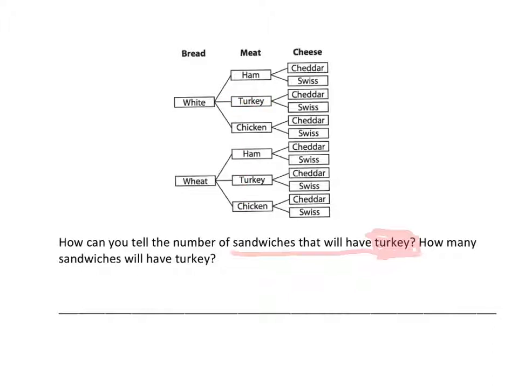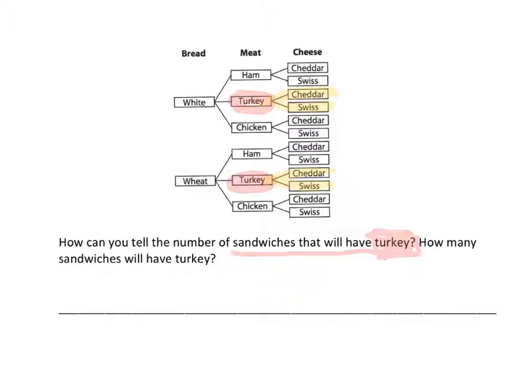Turkey is not the last choice when you're making your sandwich. You also have to go out and pick your cheese. So when I go through, like last time, and we looked for cheddar, I'm again going to look and see where I have turkey. It's in 2 spots. But because the sandwich doesn't end with choosing your meat, you have to also choose your cheese. I have to connect that with turkey. So I can have a turkey sandwich with cheddar. I can have a turkey sandwich with Swiss. I can have another turkey sandwich with cheddar, and I can have another turkey sandwich with Swiss.